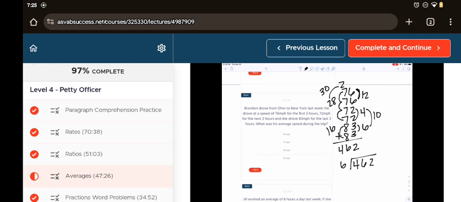So 6 goes into 46 7 times. 6 times 7 is 42. 46 minus 42 is 4. And bring down the 2. 6 goes into 42 7 times. 6 times 7 is 42. And 42 minus 42 is 0. So the answer is 77. Okay, looks good. I hope you got that.